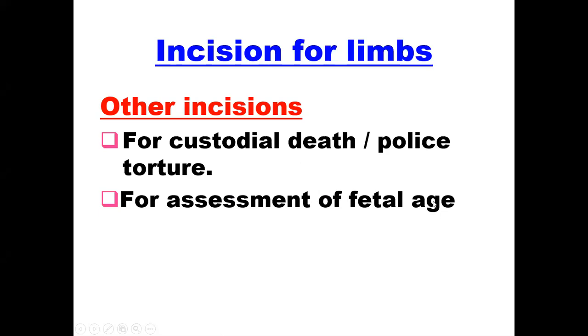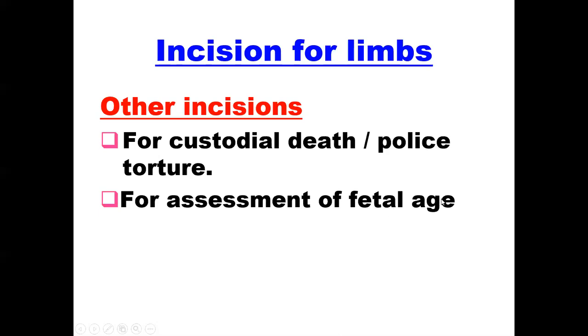Number one is for assessment of the fetal skeletal age. We select the knee joint area. Give a transverse incision over the knee joint and reflect the flap anteriorly up to the lower end of the femur and downward up to the upper end of the tibia. Because at the 9th month of pregnancy, when the baby is mature, the center of ossification appears at the lower end of the femur and the upper end of the tibia. So to see the fetal age and the presence of the ossification center, we give a transverse incision over the knee joint and reflect the skin upward and downward.